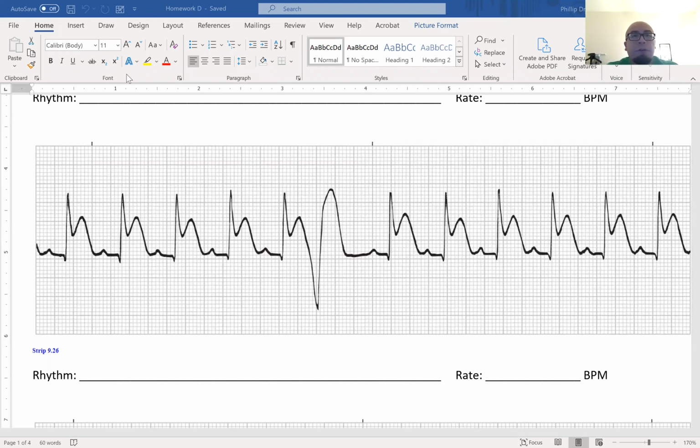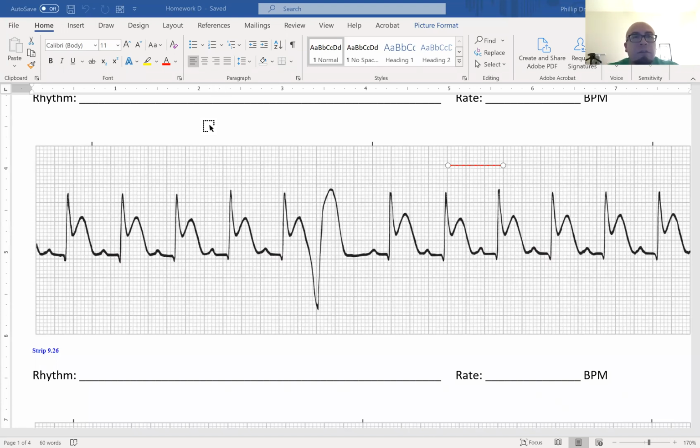Next one, we check for regularity. This one is also regular. All right, check your waves. I see P waves, I see QRSs, and I see Ts. All right, check my intervals. I'm going to check my PR interval, and then I'll check my QRS intervals. I'll double check my regularity really quick. Looks regular. I got an abnormal beat there. I'll come back and identify it in step number 4. Yep, regular, great.